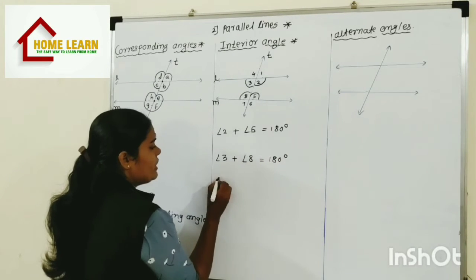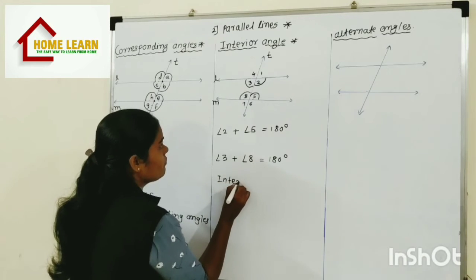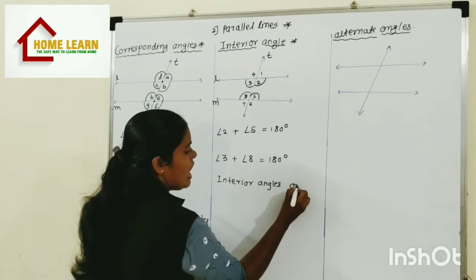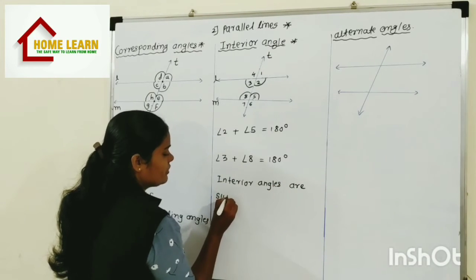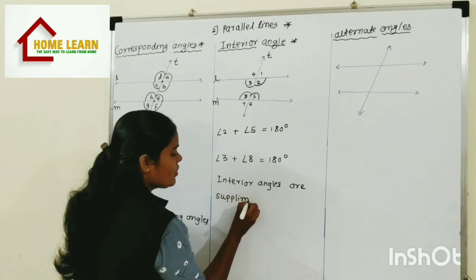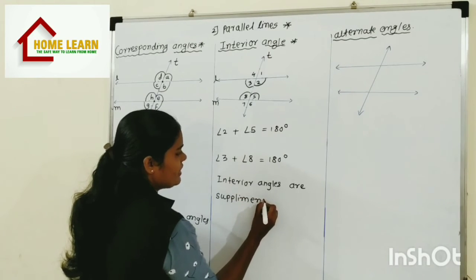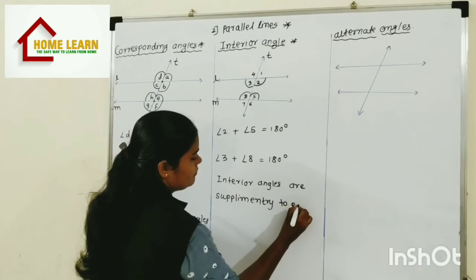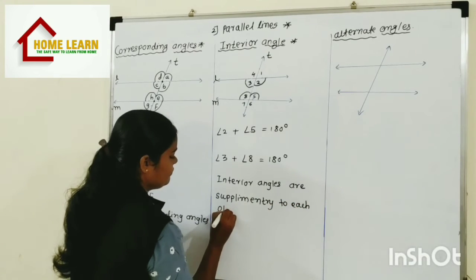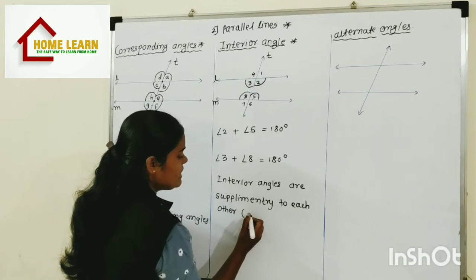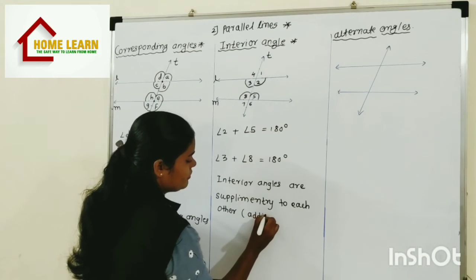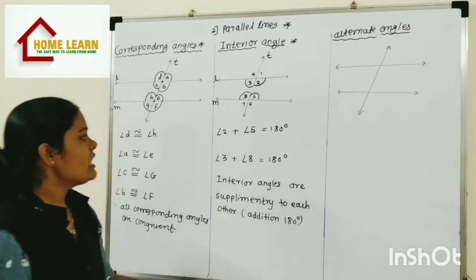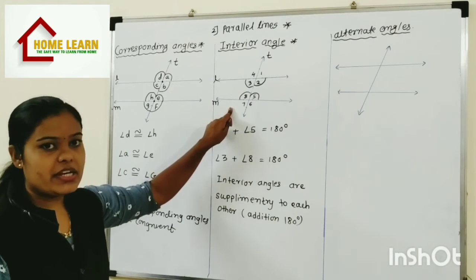So write the property here: interior angles are supplementary to each other. Supplementary means the addition gives 180 degrees. That means addition is 180 degrees. You can write 180 degrees here. Okay, this is the property of interior angles.